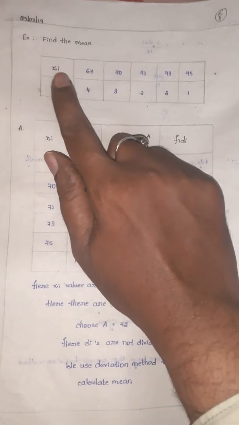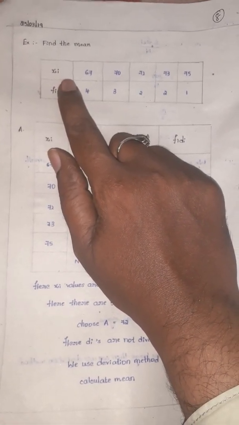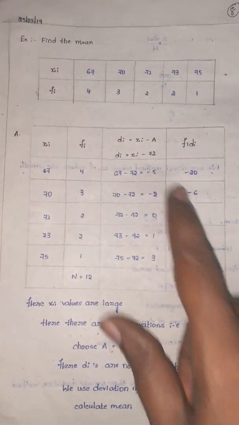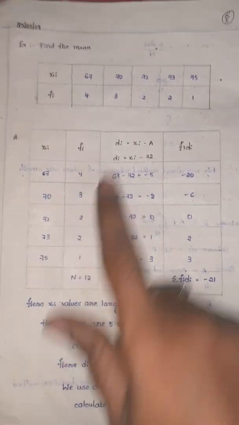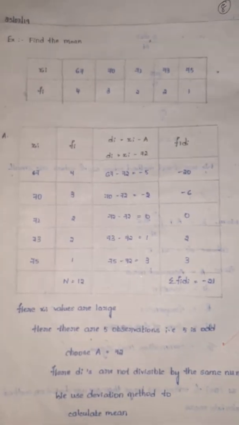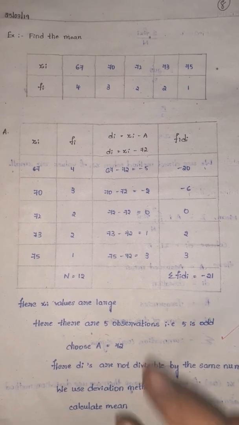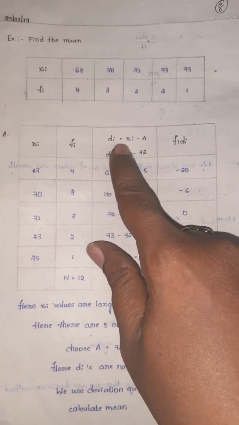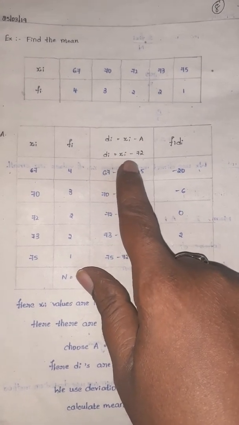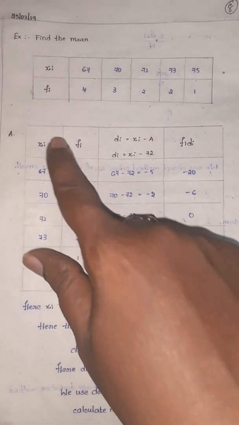Find the mean for this data. Here in the deviation method, if either xi's or fi's are large, we will use the deviation method. This is the data given. The first row will become the first column, and the second row will become the second column. Next, according to the deviation method, we calculate the di value. The formula is di equal to xi minus a, and you can take any xi value as a.